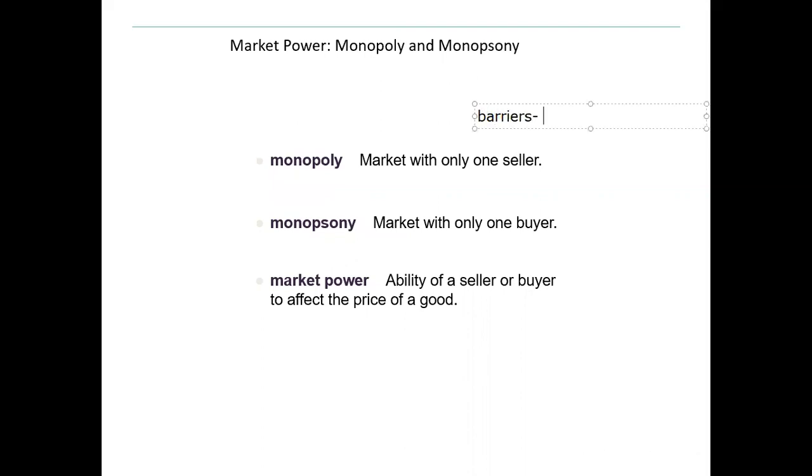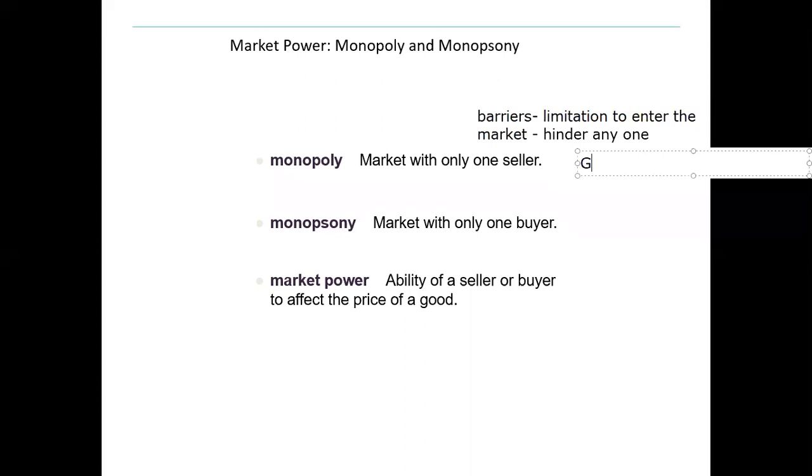So what are the barriers? Limitation to enter the market. Is it important? Yes, it is very important because this limitation will hinder anyone from participating. So this is why we have a monopoly. When we have one seller, such as in the Gulf, for example, this means that we have one supplier, but here it is the government.